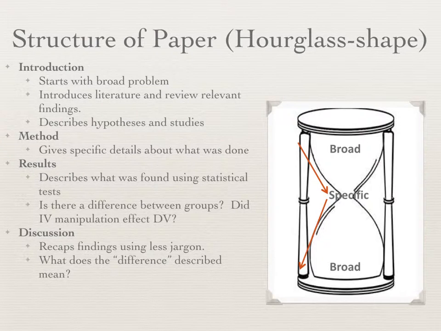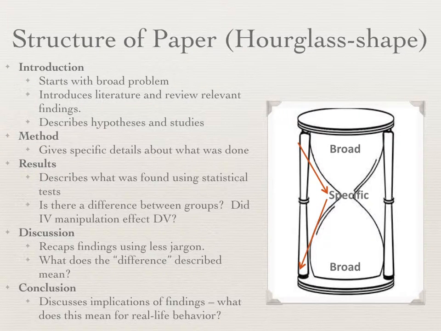The discussion is going to start to get broader again, and instead of talking about these individual numbers, they're going to start to say, what does that difference mean? So the results and discussion are different because the results will say there is a difference or there's not a difference, and the discussion will say what that difference or lack of difference means. So it starts to get broader again. And that conclusion, that last piece, is going to have those take-home messages. Sometimes this is included in the discussion, but it's going to be the implications of the results.